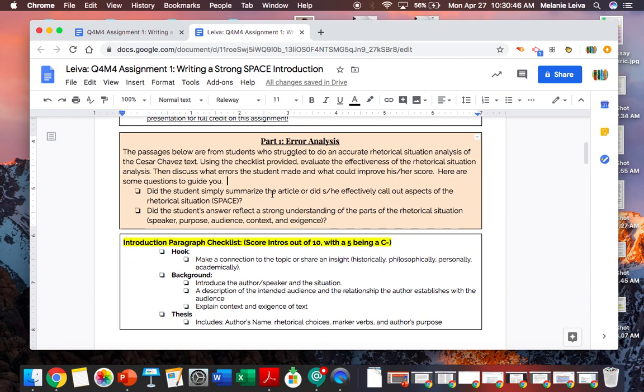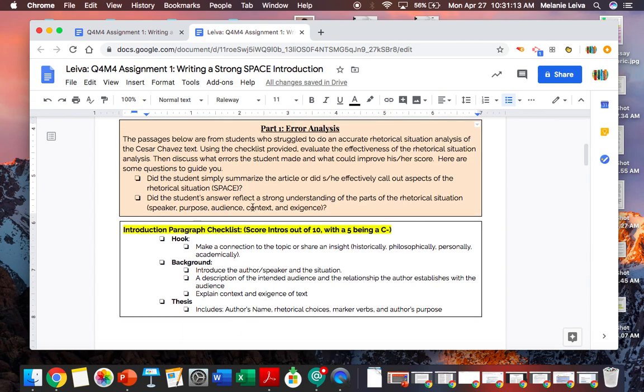Okay, so the biggest thing you're going to do to improve your score here is differentiate: are the students simply summarizing the article, or do they effectively call out the aspects of the rhetorical situation? There's a difference between understanding who the speaker, context, audience, exigence, all of those elements are, versus just summarizing what happened. So we want to make sure that we are not summarizing at any point in our introduction what the whole article was about.